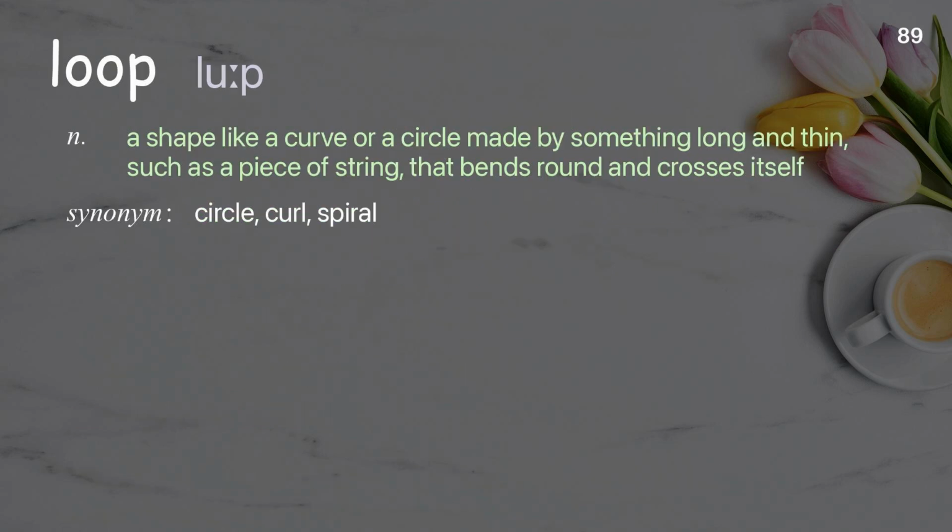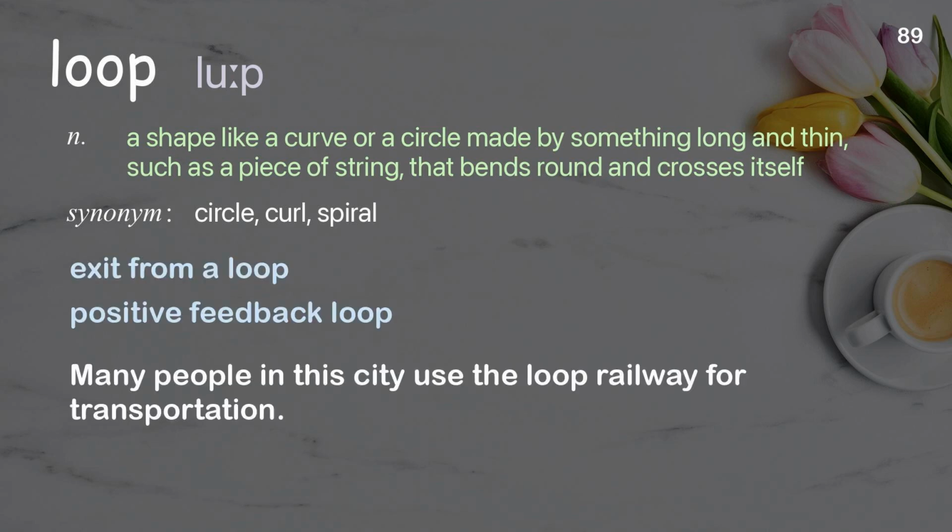Loop. A shape like a curve or a circle made by something long and thin, such as a piece of string, that bends round and crosses itself. Examples: exit from a loop, positive feedback loop. Many people in this city use the loop railway for transportation.